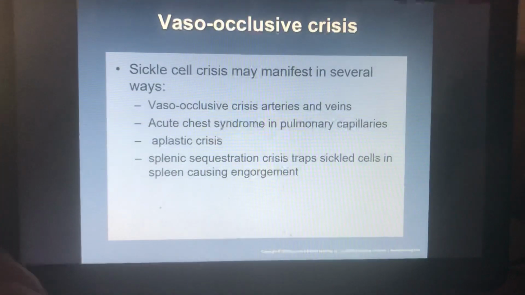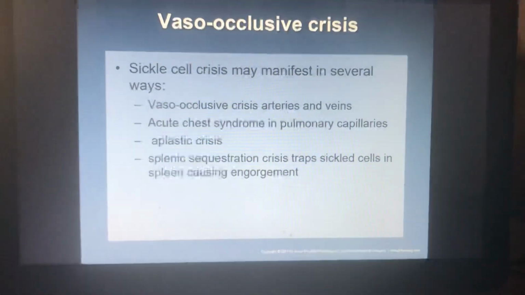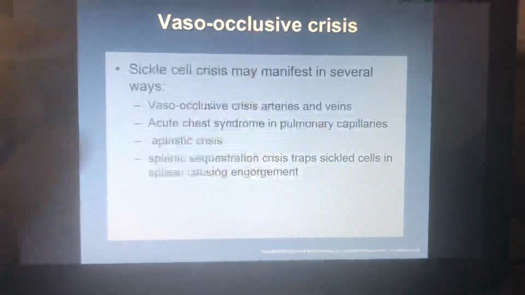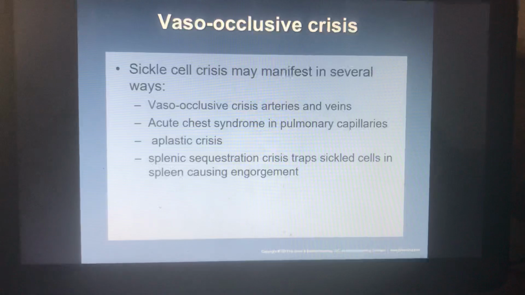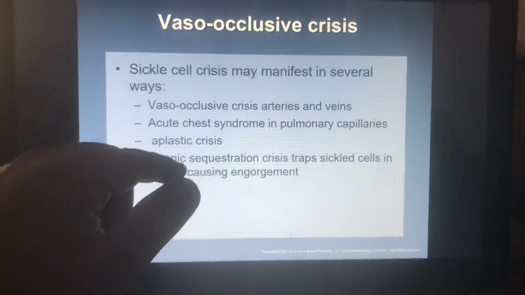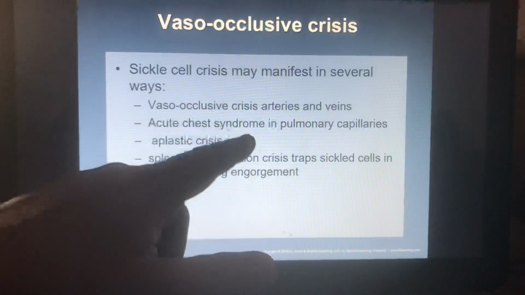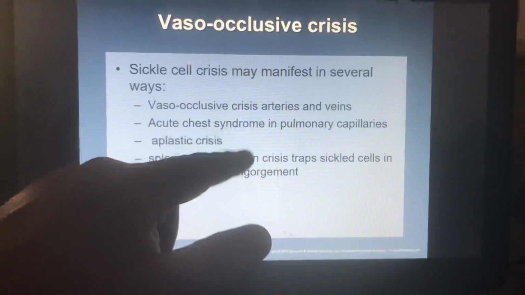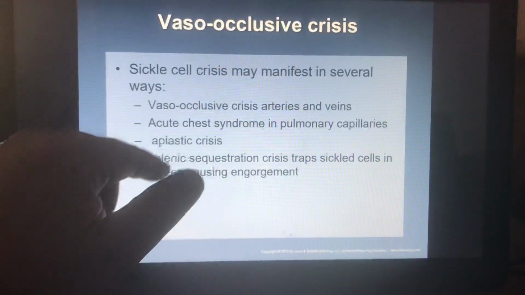So there are some things we're going to talk about. One of the things you do need to know is called vaso-occlusive crisis. That's going to be in your arteries or your veins. I've got a picture of that. I'll show you that in a minute. Acute chest syndrome has to do with a vaso-occlusive crisis in the pulmonary capillaries or the pulmonary arteries and veins.